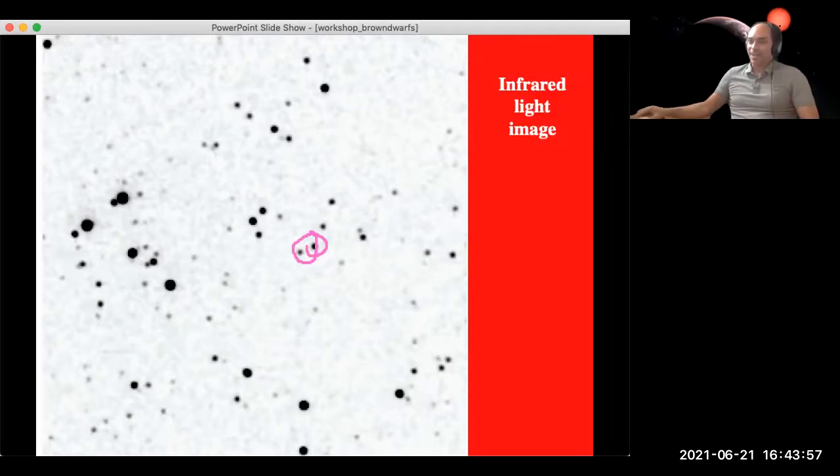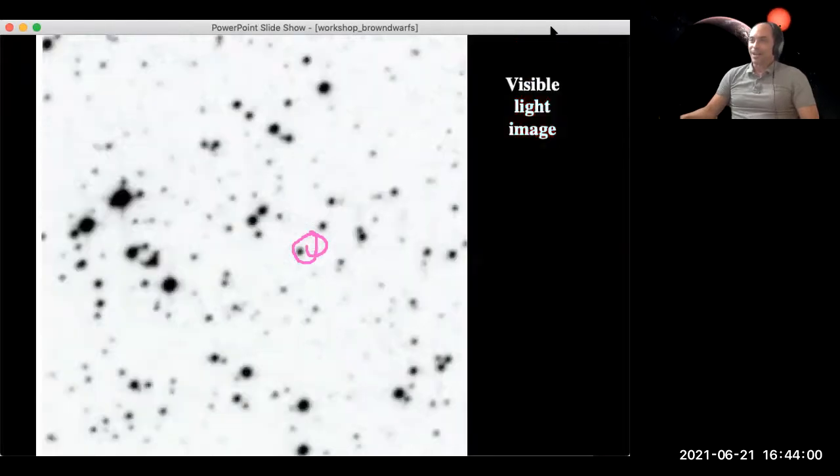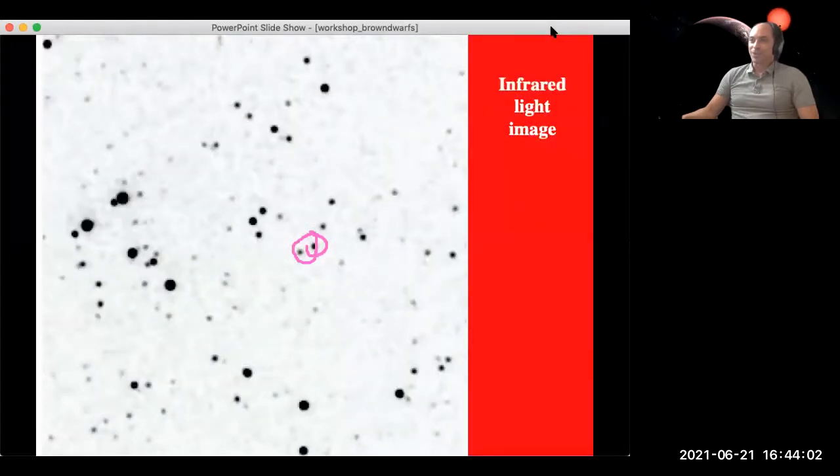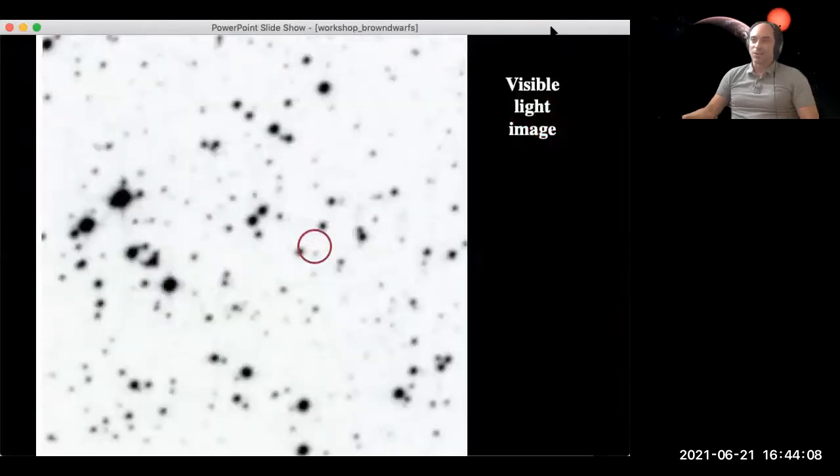If I can get control of my browser back, here's the visible light image. Here's where Carlos circled. And indeed, that is our brown dwarf. And if I go back to the visible light image there, you'll notice that it looks like there's kind of a faint thing that's probably a background star, but at the actual center of that spot, there's no visible source. This is an invisible star because it has no visible light that we can detect with the survey.